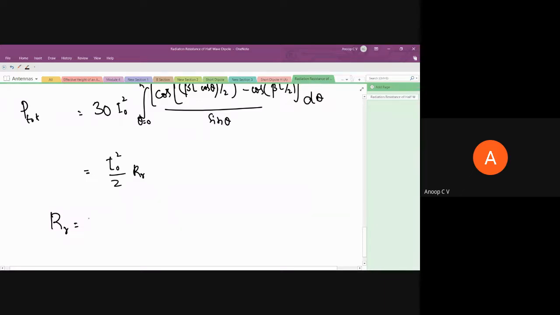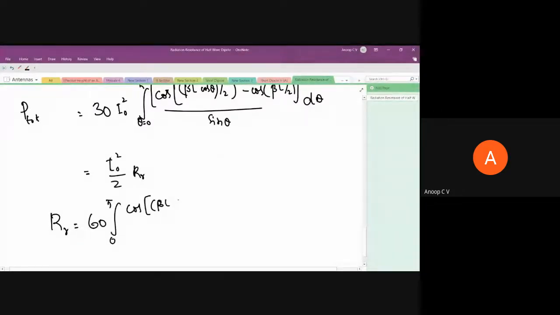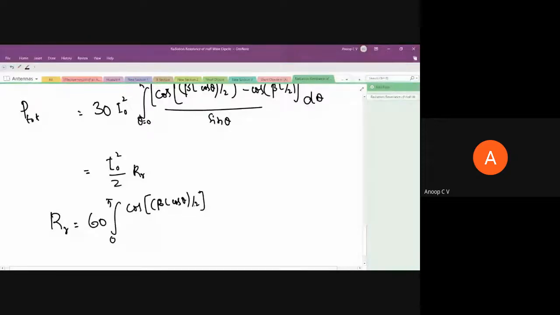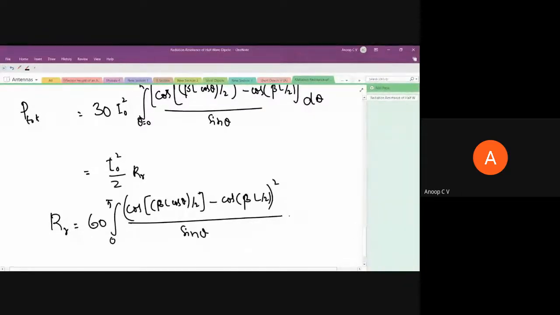When we cancel out, RR is equal to 60 times the integral from 0 to pi of cos of beta L cos theta by 2 minus cos of beta L by 2, the whole square, divided by sine theta d theta. This is a general expression for a thin linear antenna. If you are asked to derive the radiation resistance of a thin linear antenna, this general expression is what we have to write.